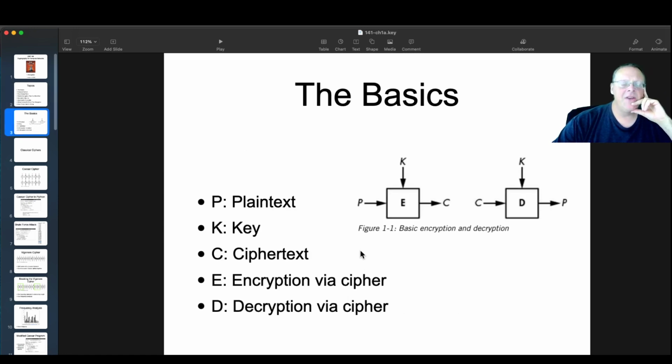So here's the basic context. You start with plain text, which is some kind of unencrypted message. Then you encrypt it with a key, and then you get ciphertext. And the idea is somebody who tries to read the ciphertext can't read it. But the person who is authorized to read it has the key and a decryption routine, so they can take the ciphertext and decrypt it to get back to the plain text.